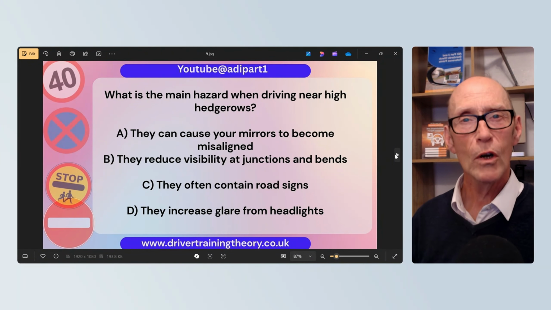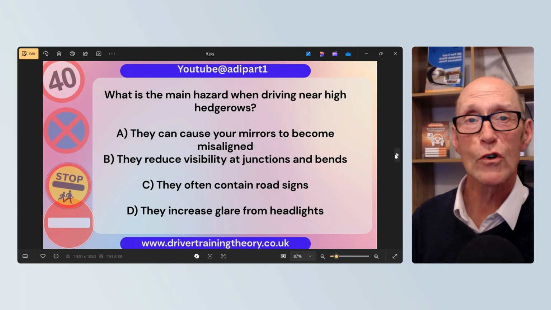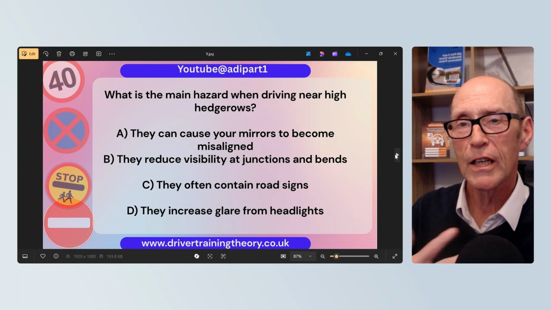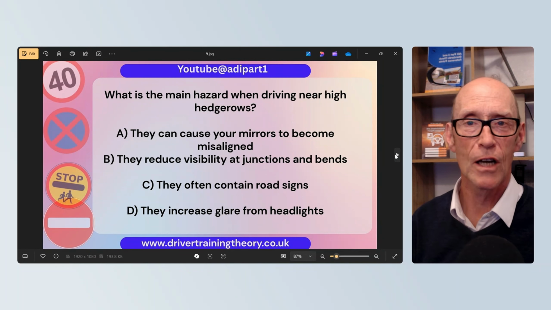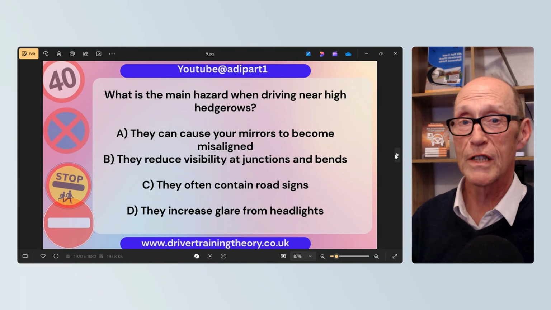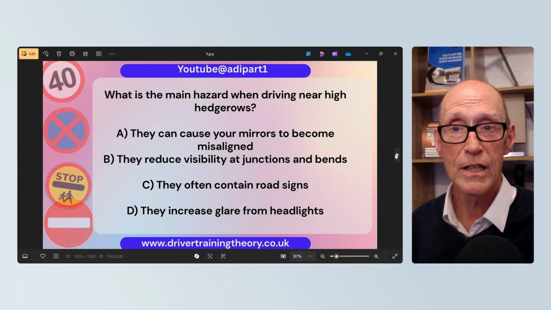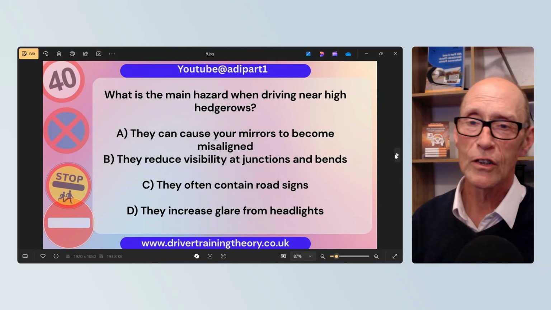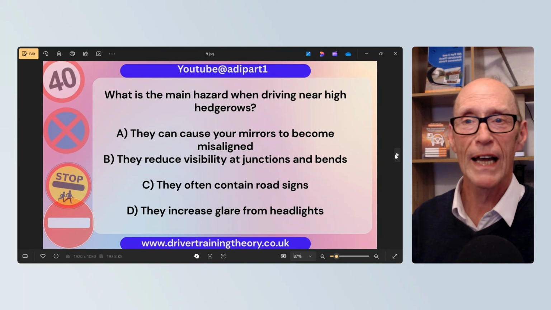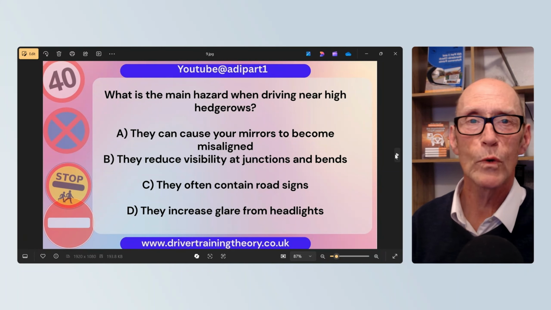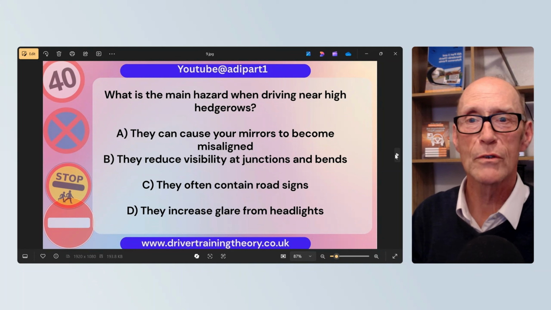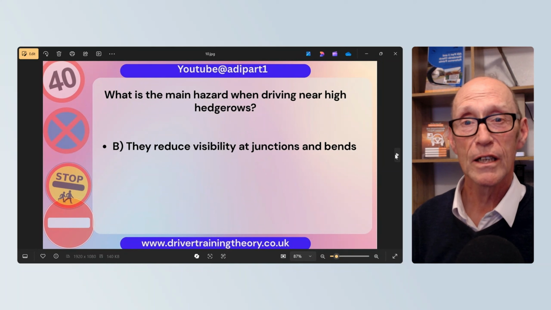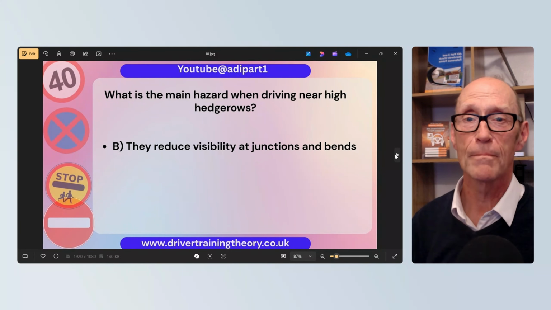Question 2. What is the main hazard when driving near high hedgerows? Is it they can cause your mirrors to become misaligned? Do they reduce visibility at junctions and bends? Is it they often contain road signs? Or do they increase glare from headlights? Well, no, when we're driving near high hedgerows, we know that's going to reduce our visibility at junctions and bends.